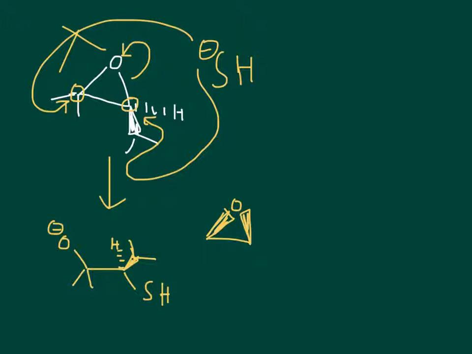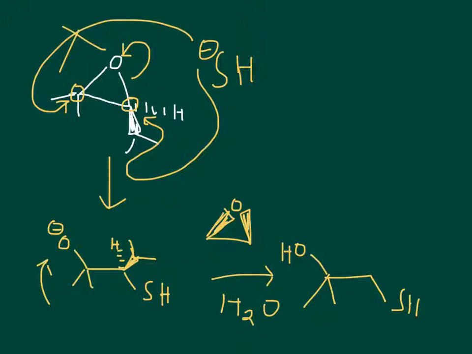Once we've opened the epoxide, we can actually take care of the negative charge in the oxygen just by adding some water to protonate it, and that would give us, as we would expect, this nice opened epoxide.